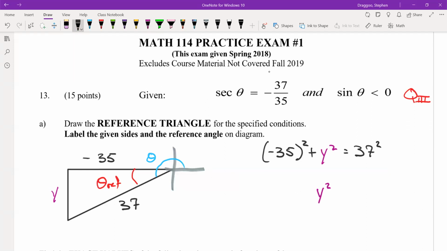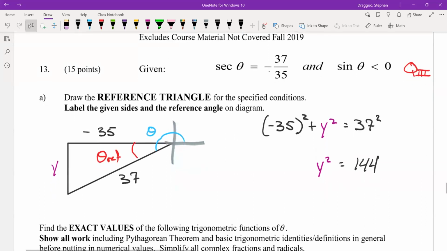If you go to your calculator, 37 squared minus 35 squared will leave you with 144. That's a calculator bit. I don't expect you to do that in your head or by hand. Then I can take the square root of both sides. Square root of 144 is 12. And because we're in the third quadrant, I want -12. I'll get a plus or minus there, and I'm going to choose the negative value. So over here, y is -12.